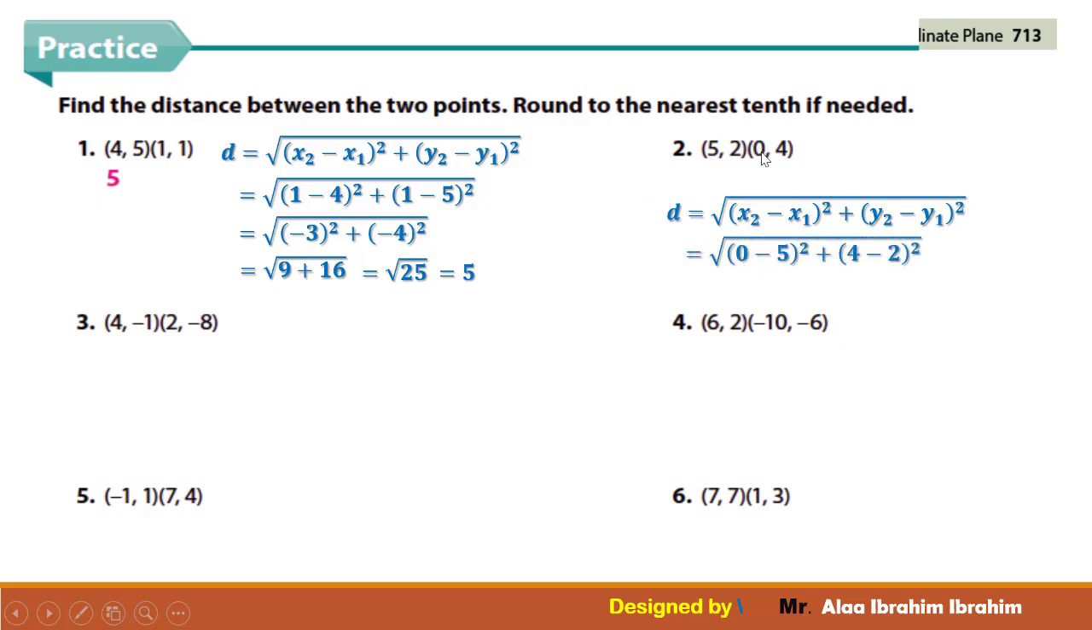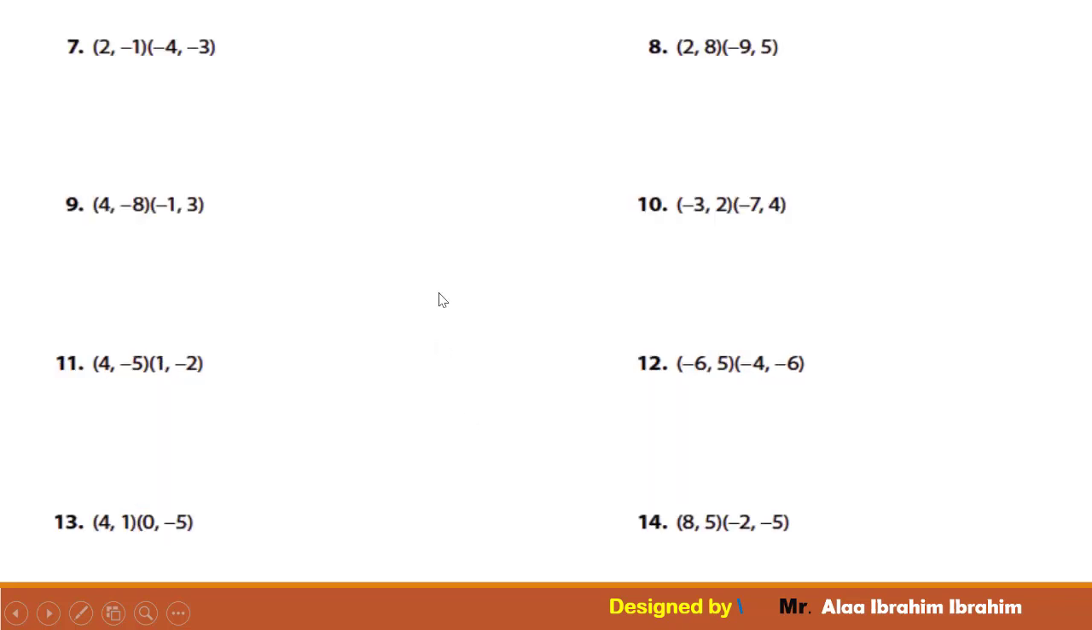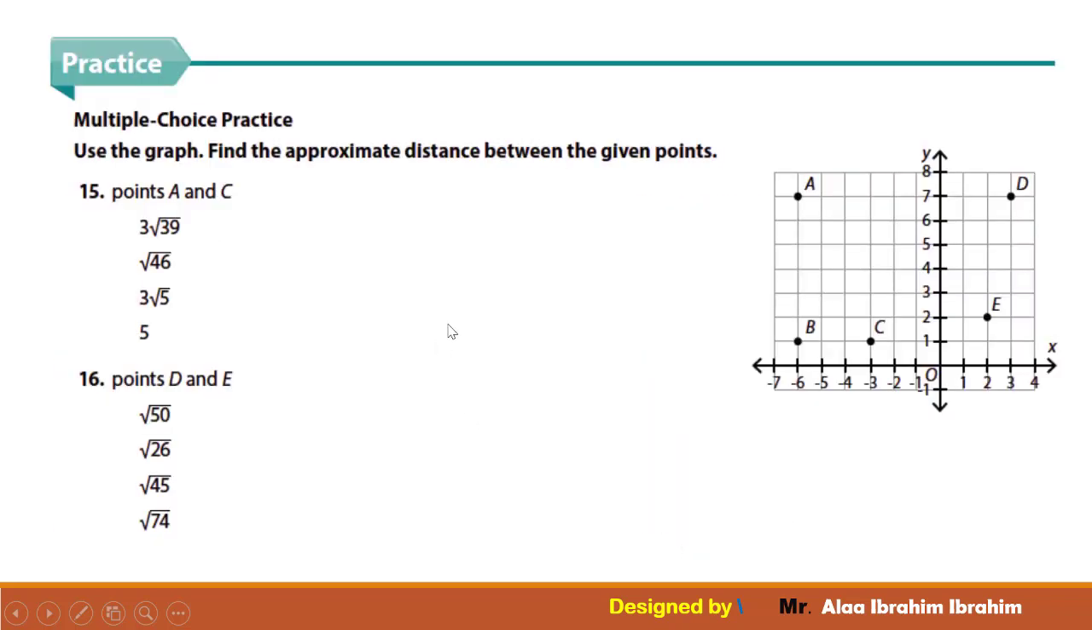You change 0 minus 5, x2 minus x1, y2 minus y1. Then I find the result will be negative 5 power 2, 25, and 4 minus 2, 2 power 2 is 4. Remember the power 2. The common mistake is that most of you sometimes forget this power 2. So when you subtract, make it power 2. Remember this. So root 29 is 5.4. Now I give you all the final answers like this. Check your answers when you do your steps like me.